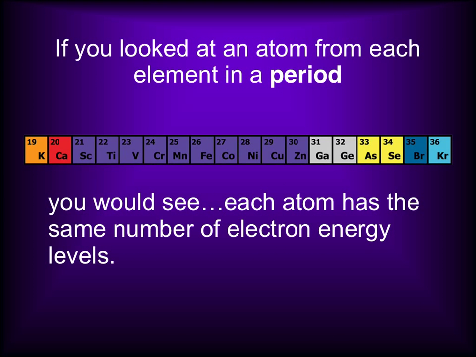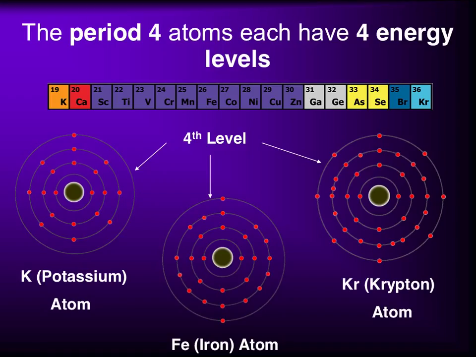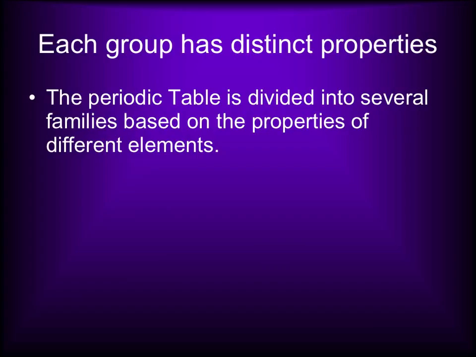Now if we look at periods, what period tells you about a group of elements is the number of electron levels that they have. So, if you look at these elements here, which are in the fourth period, everything in the fourth period has four energy levels of electrons. And the same would be true in any period that you select.